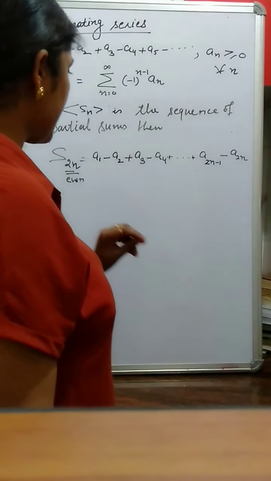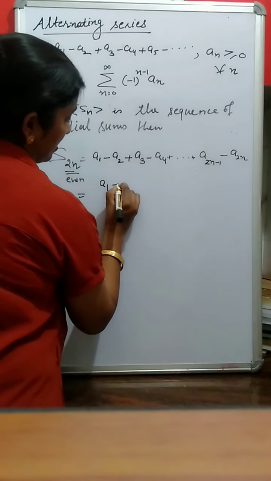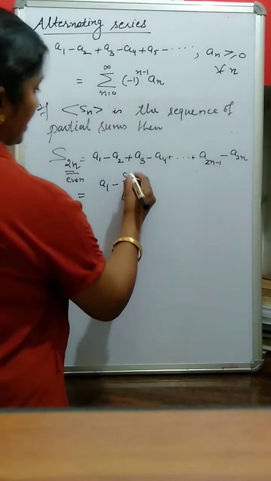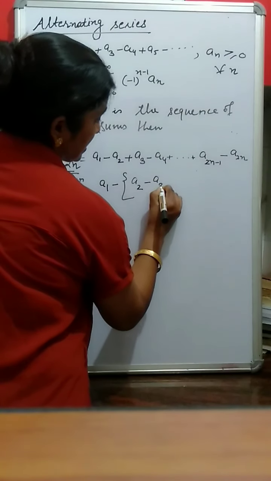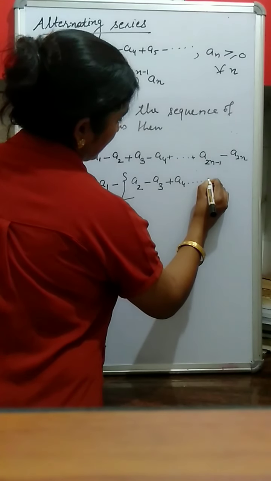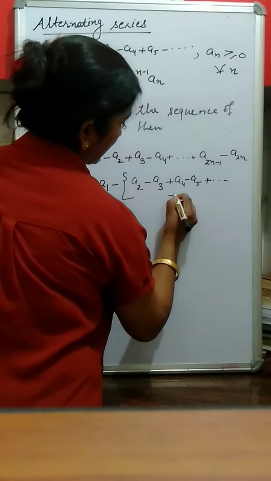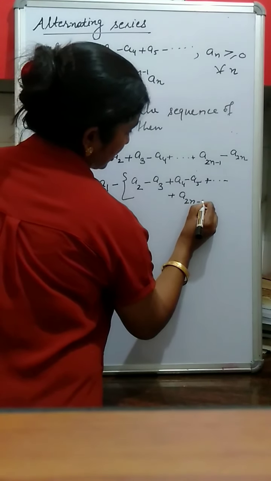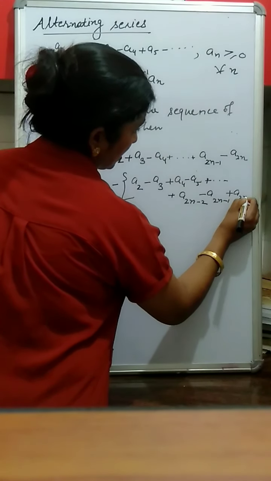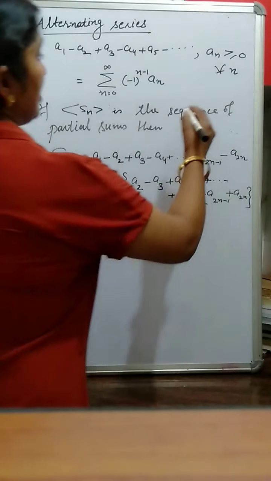Now we make some construction. We'll take the minus sign common from here. It is a1 minus all the terms, the sign gets reversed. It is a2 minus a3 plus a4 and so on, minus a5, then plus and so on, a2n minus 2, a2n minus 1 and a2n with positive. Okay, now you know what we have.